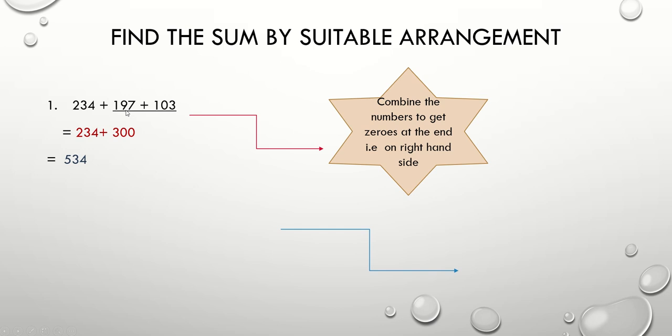So I am combining these two numbers, which will give you 300, and 234 will come down as it is, and make the sum in the rough, or you can do it directly also. 300 plus 234, it is 534 would be the answer.